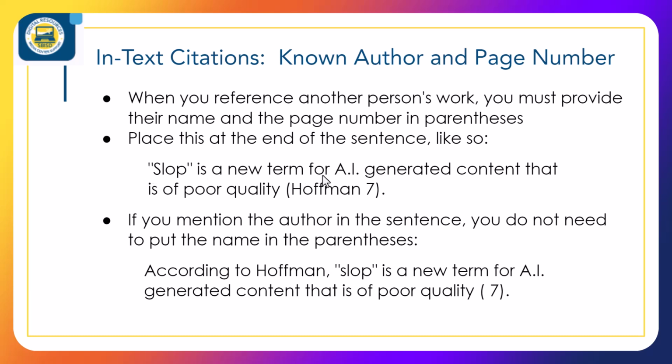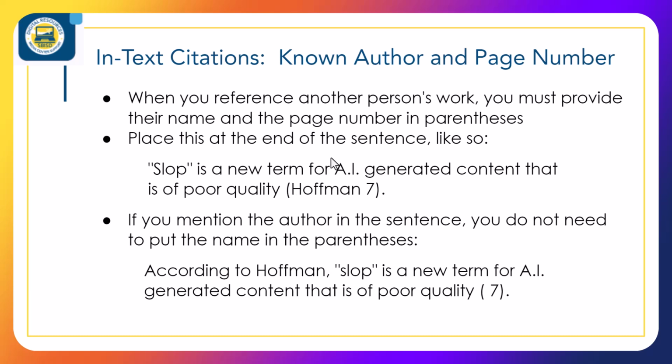Slop is a new term for AI-generated content that is of poor quality (Hoffman 7). A few things I want to point out. There is no comma in the parentheses, not in MLA style. The period goes after the parentheses, not before.